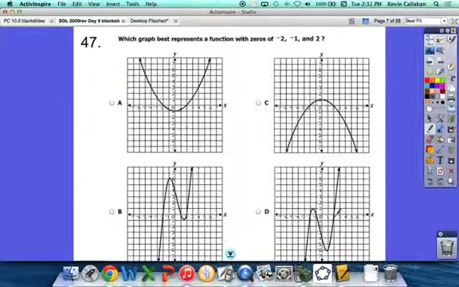And just to remind you, if these are the zeros, what are the linear factors? X plus 2 times x plus 1 times x minus 2. Okay, good to go.